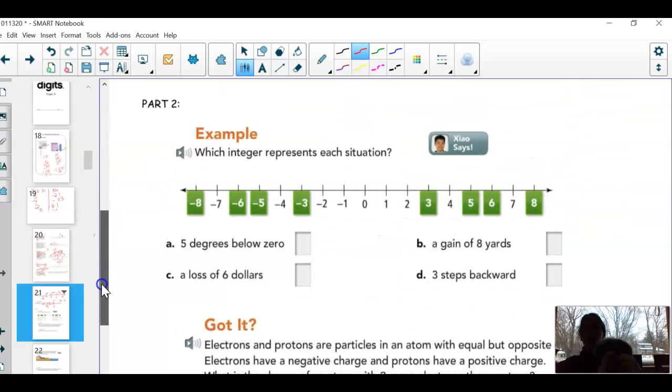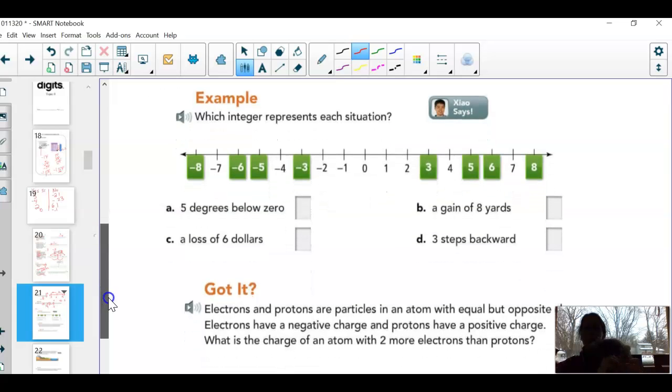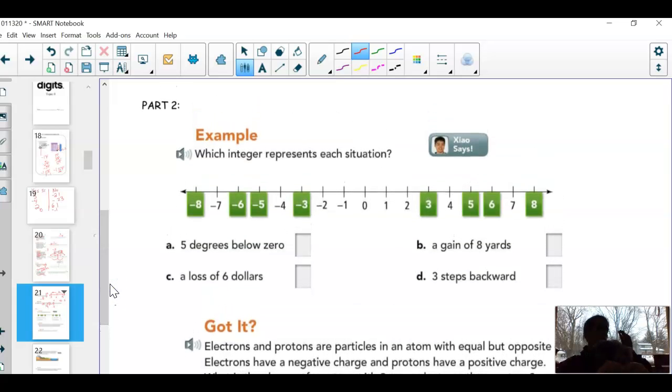Now we have a number line. So make sure that you've got all of those parts filled in your notes, and then go ahead and rewatch any parts that you need to. Okay, let's look at part 2. Which integer represents each situation? So I want which integer represents situations. Okay, so here you're thinking of integers and how I would write them.